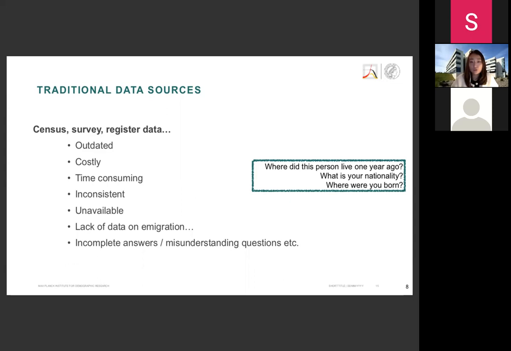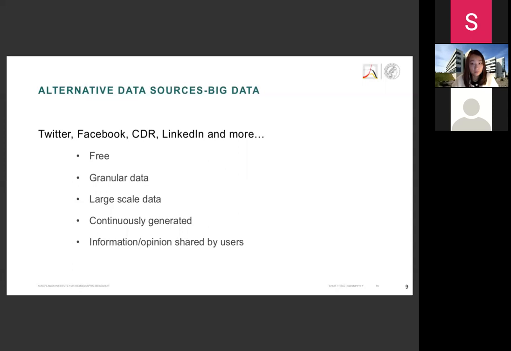Fortunately, today, we are provided with what we call big data, where data comes in various formats, right? That can be images, text, videos, or audio from sources such as Twitter, Facebook, CDR, and so on. Most of all, some of them are free. They provide data that is at very fine level with large number of sample size. And hence nowcasting stocks of migrants are possible using this data, not to mention that there are also information and opinions shared by individual users that can be also analyzed for further interesting research questions.